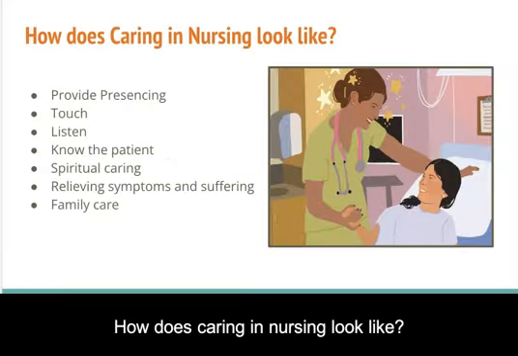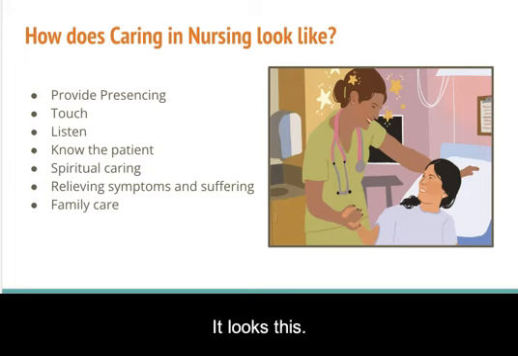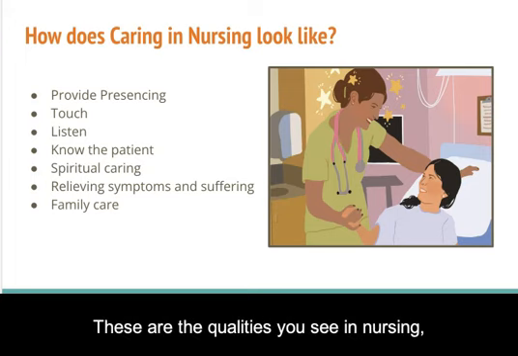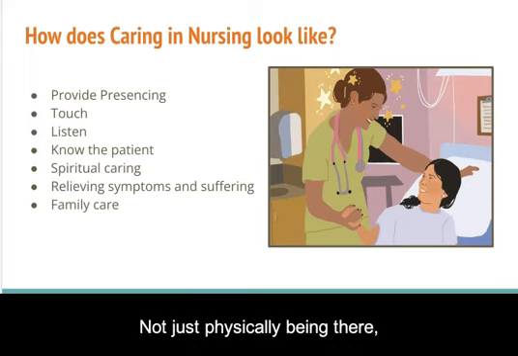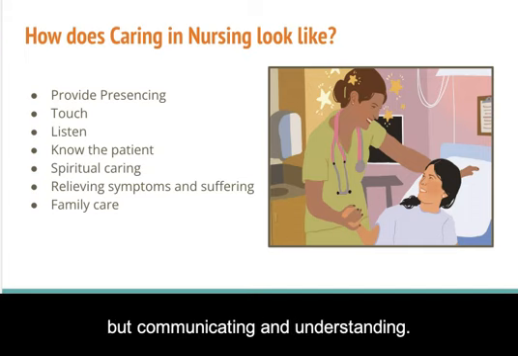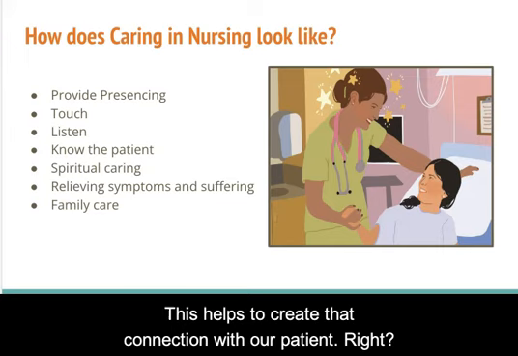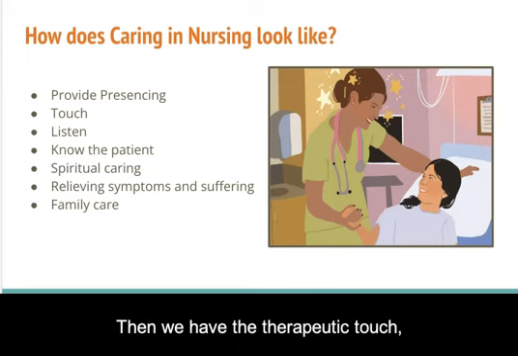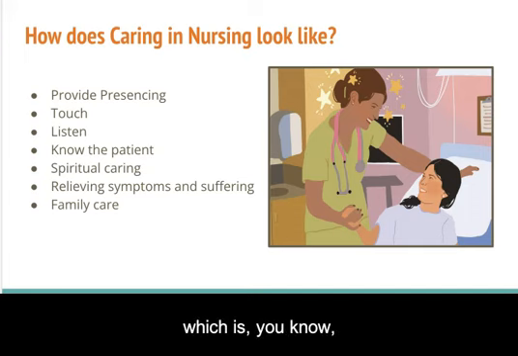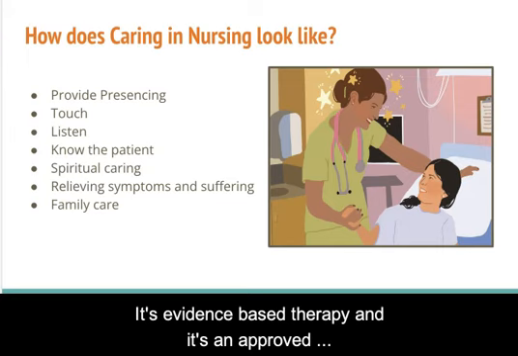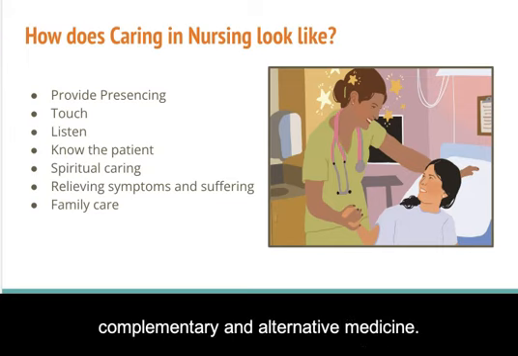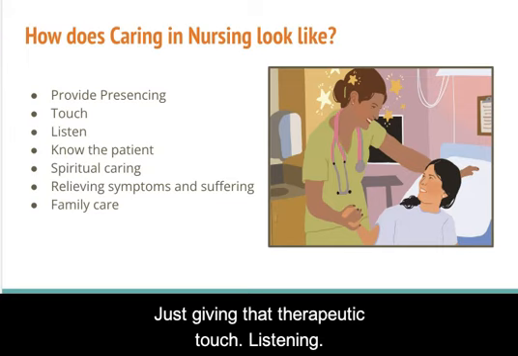How does caring in nursing look? These are the qualities you see in nursing, right? First, providing presence, which conveys closeness, just being there, being available, not just physically, but communicating and understanding. This helps to create that connection with our patient, right? Then we have therapeutic touch, which is a holistic, evidence-based therapy and an approved complementary and alternative medicine, just giving that therapeutic touch.